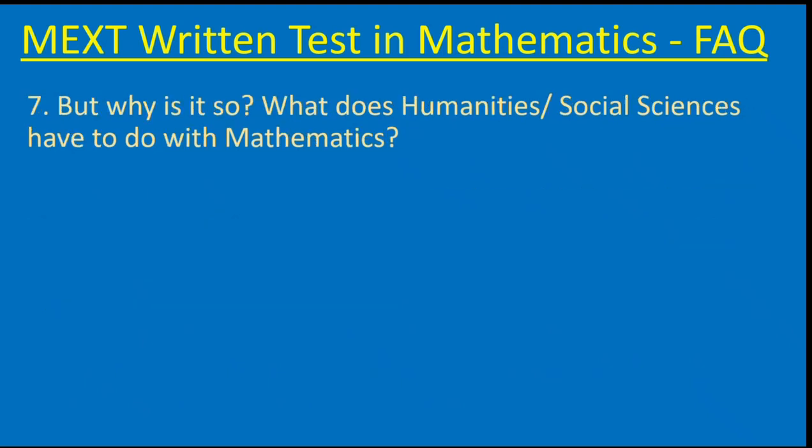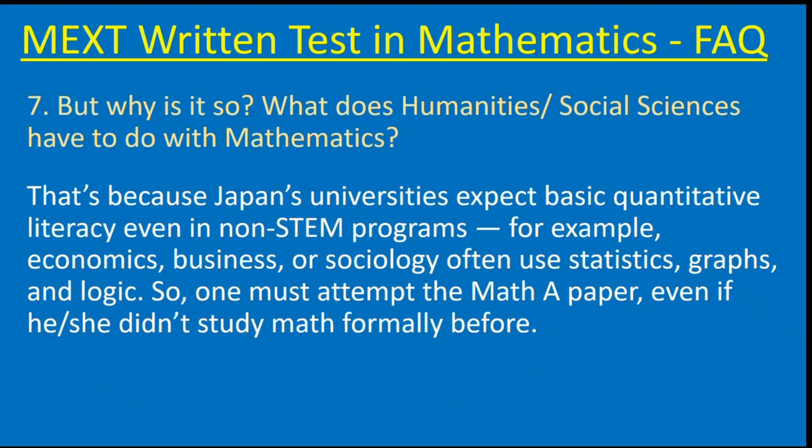But why is it so? What does humanities or social sciences have to do with mathematics? That's because Japan's universities expect basic quantitative literacy even in non-STEM programs. For example, economics, business, or sociology often use statistics, graphs, and logic. So one must attempt the Math A paper even if he or she didn't study math formally before.